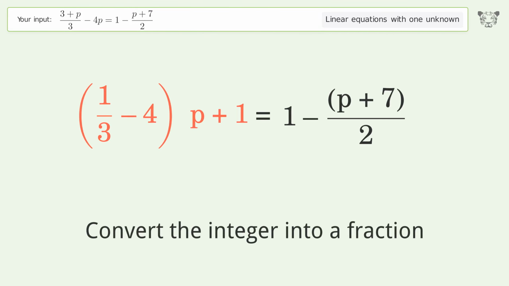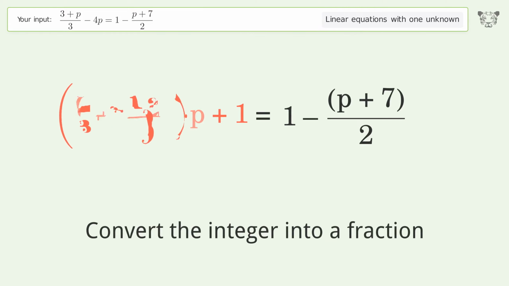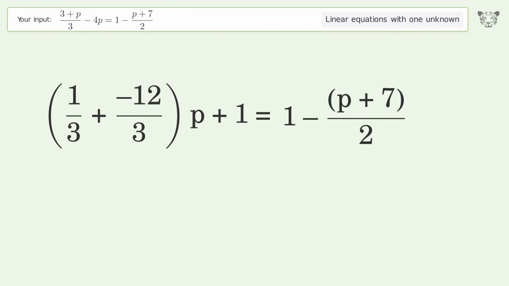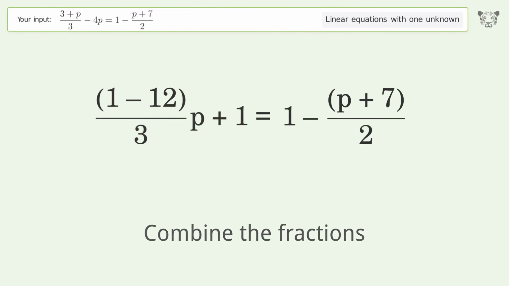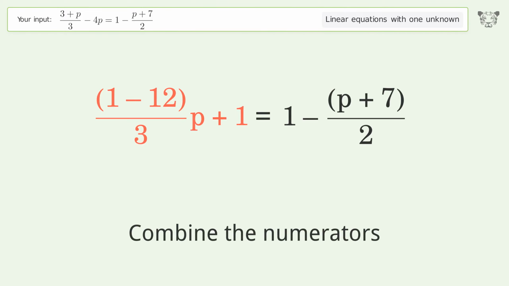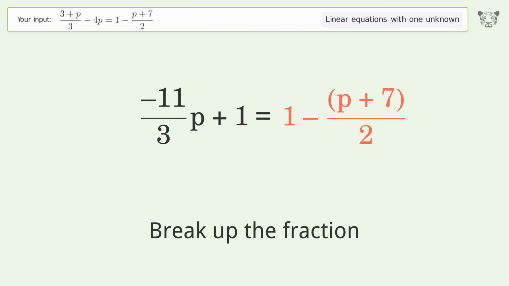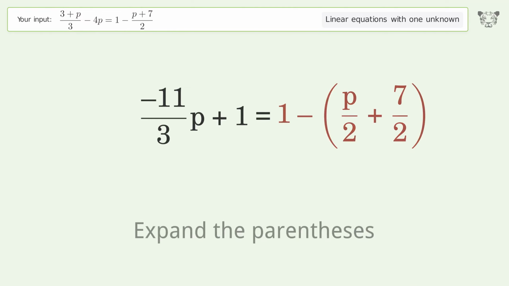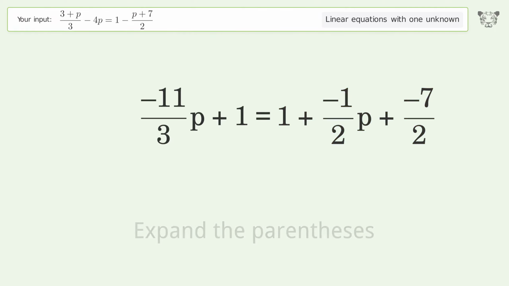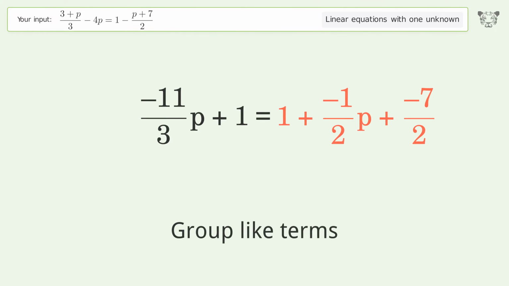Convert the integer into a fraction. Combine the fractions. Combine the numerators. Break up the fraction. Expand the parentheses. Group like terms.